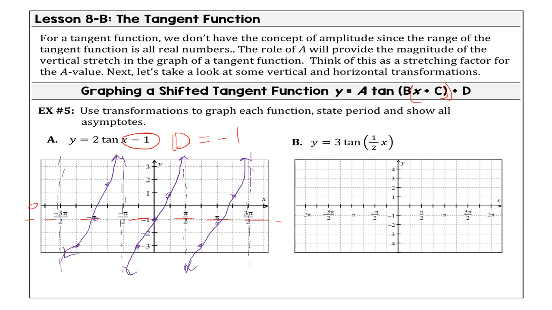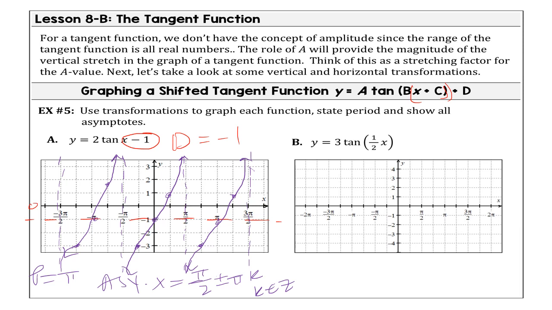Sorry, I didn't state our period and show all of our asymptotes. Our period here is still 1 pi because it's from negative pi over 2 to pi over 2. Our asymptotes are still at x equals pi over 2 plus or minus pi times k, where k is an integer.